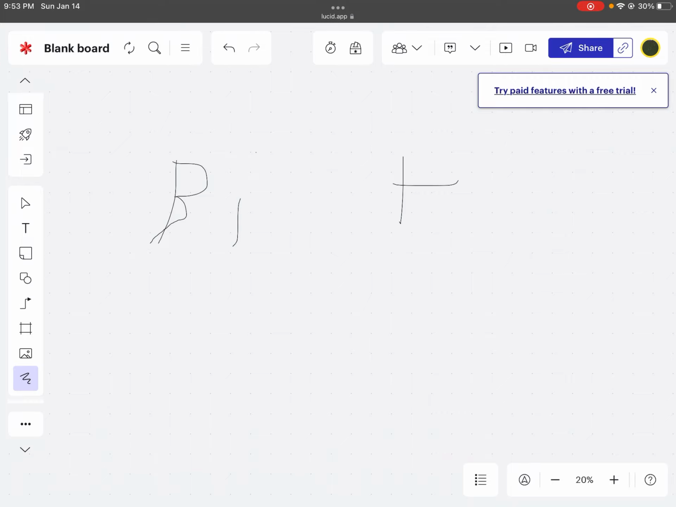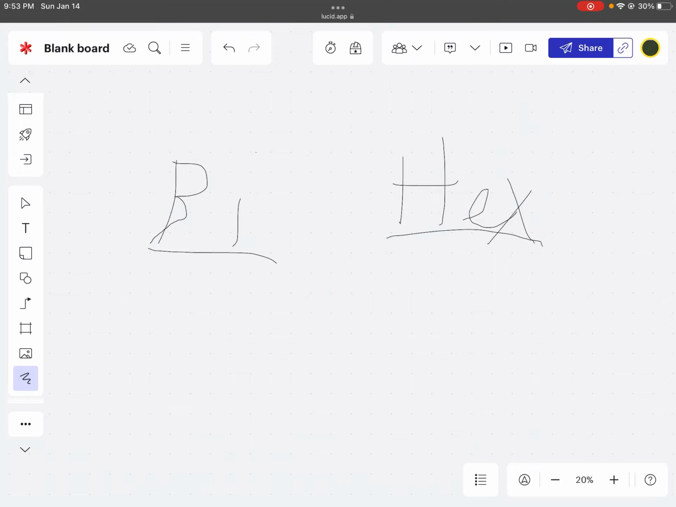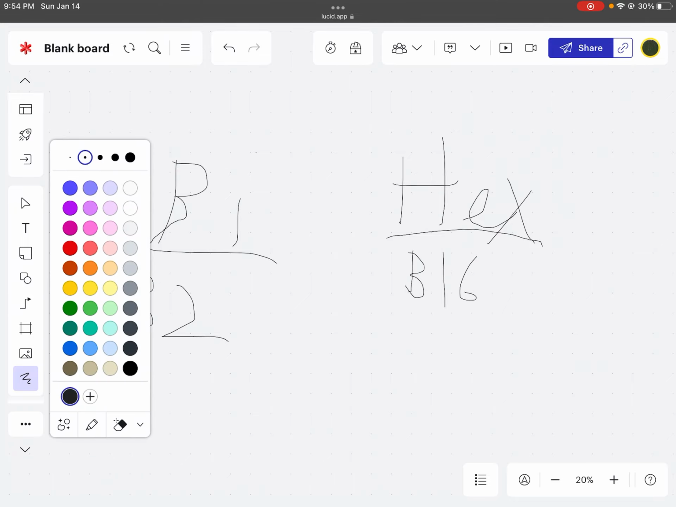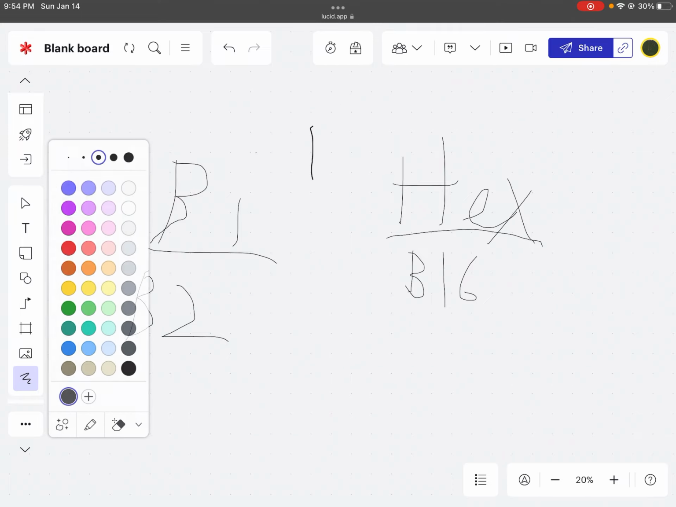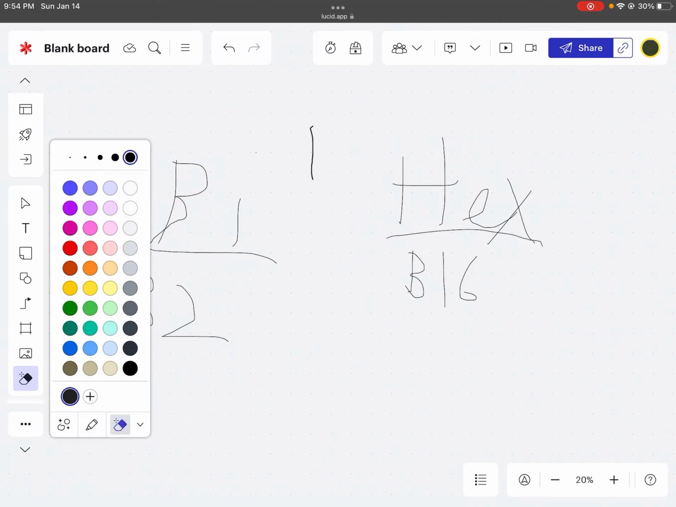Alright, so today we're going to be looking at the two number systems of Minecraft. Binary and hex, usually abbreviated like this. Hex is short for hexadecimal, and the BI is short for binary. I'm using an online whiteboard, so ignore it. Binary is just base 2. Hex is base 16.